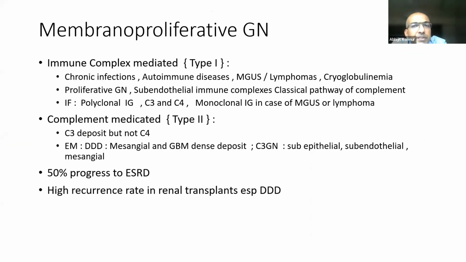Now, membranoproliferative GN earlier was divided into 3 based on whether there was immune complex deposition or whether there was complement deposition. The immune complex deposition is typically associated with autoimmune diseases, lymphomas, cryoglobulinemias, chronic infections, or paraproteinemias. And complement deposition is typically seen with C3GN or a dense deposit disease. They form a spectrum of the same disease actually. There's a 50% progression to ESRD in these patients.